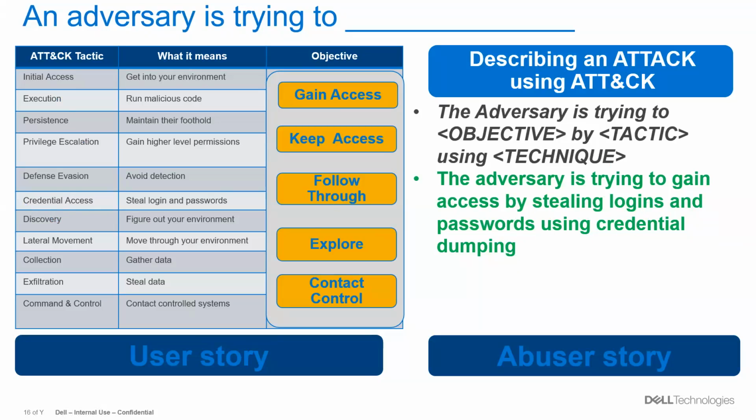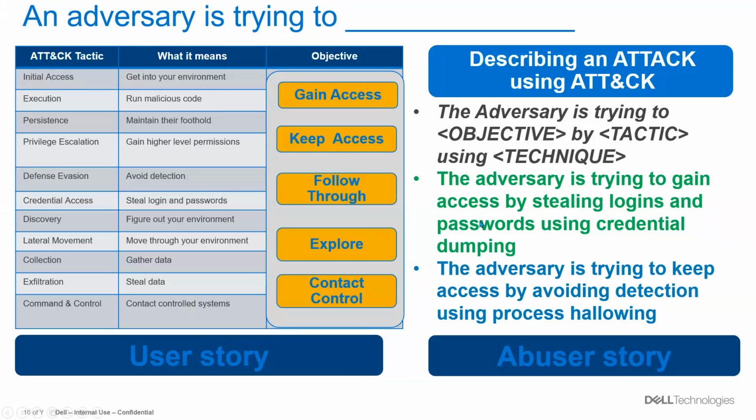For example, let's say tomorrow a malware is out in the field. We will be able to describe it using this language, and using this language, you can build a user story and convert that user story into an abuser story, and then see if your software or application is free from that threat. Right? I'll give another example here. The adversary is trying to keep access, which is objective number 2 here, by avoiding detection using process hollowing, right? Process hollowing is the technique, and avoiding detection is the tactic in this one.